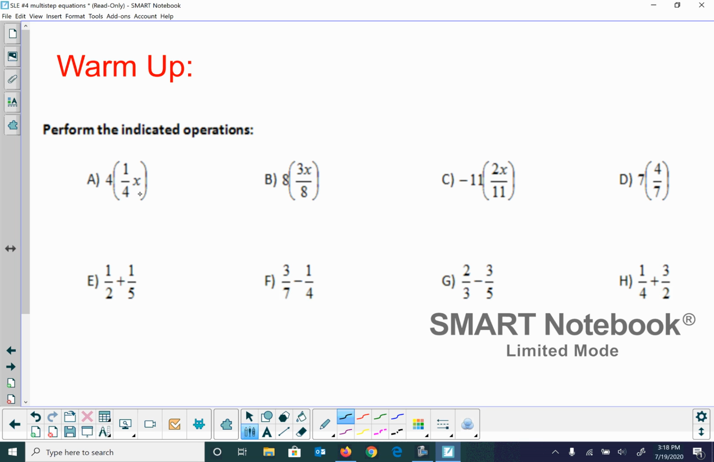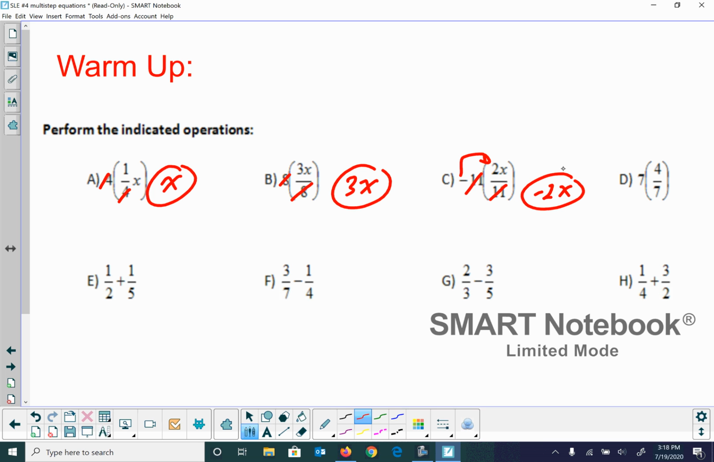So if I want 4 times 1/4, notice the 4 down here, those cancel out, so I just wind up with x for an answer. In this one, the 8's cancel out, but I am left with 3x for an answer. This one, the 11's cancel out. Notice I have a negative. That still needs to come in, so I get negative 2x for an answer. The 7's cancel out, so I'm left with 4 for an answer.